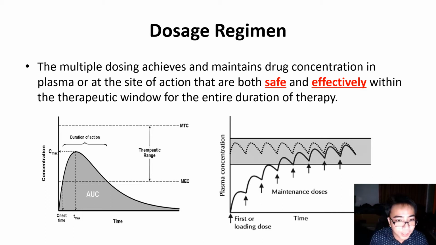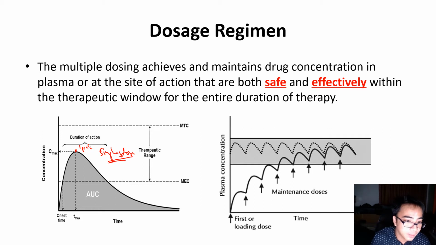Now, class, if you can still remember, this one indicates a single dose. How did I know that there is only one dose here, and the drug was only given once? Because we only have one peak.